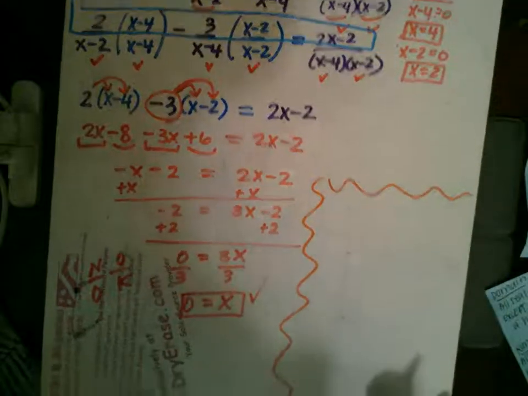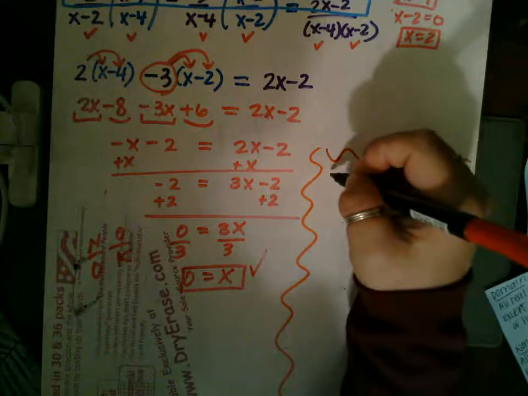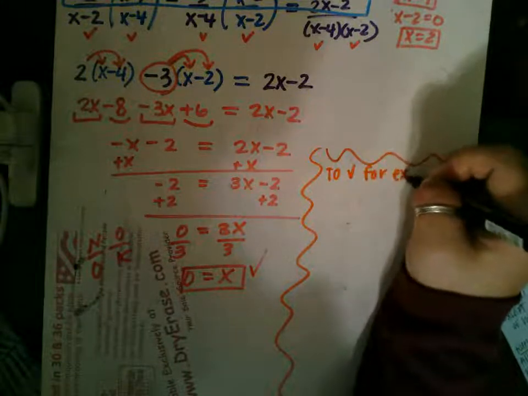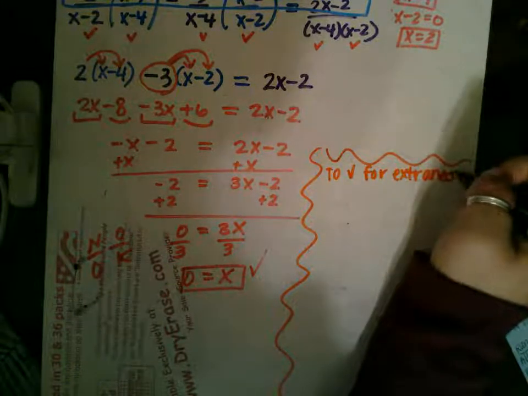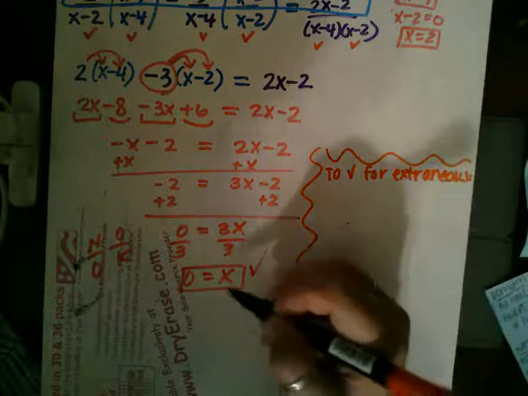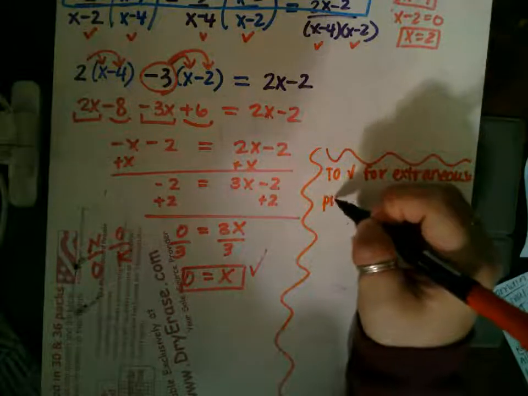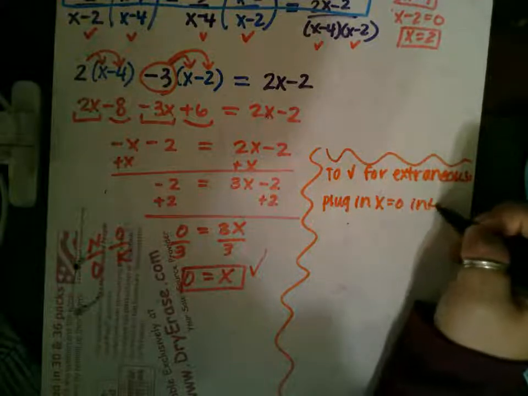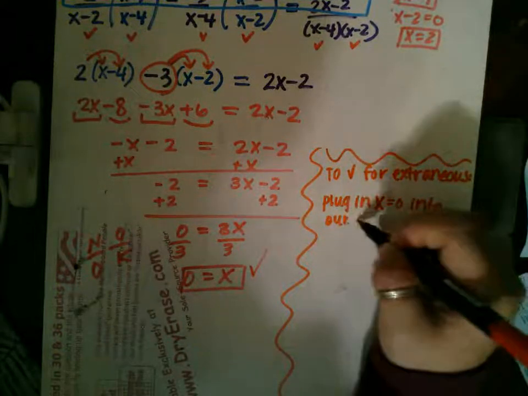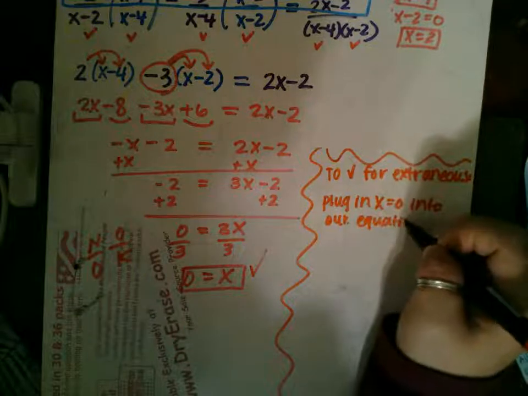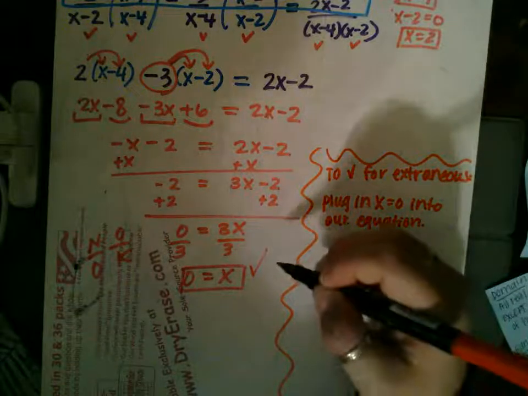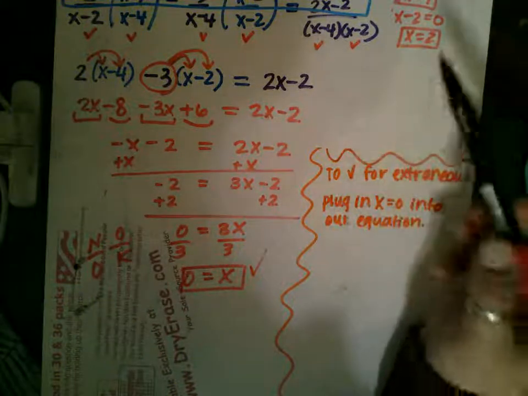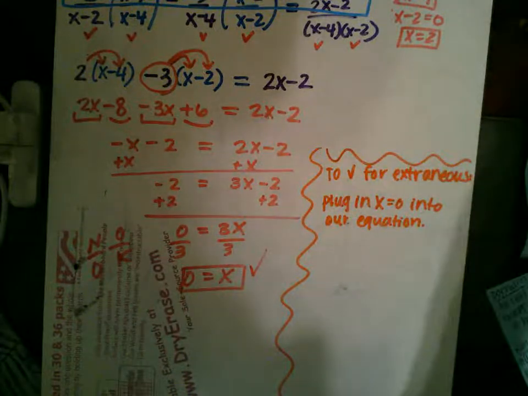So to check for an extraneous solution, remember, I want to get a true statement. So I'm going to plug in x equals 0 into our equation. If it is a solution, which I believe it is, I should get a true statement. If it is not a solution, meaning it was extraneous, it would give us a lie, right?